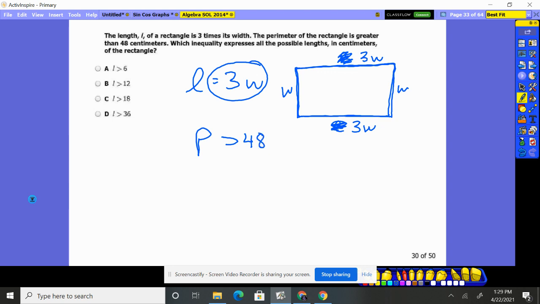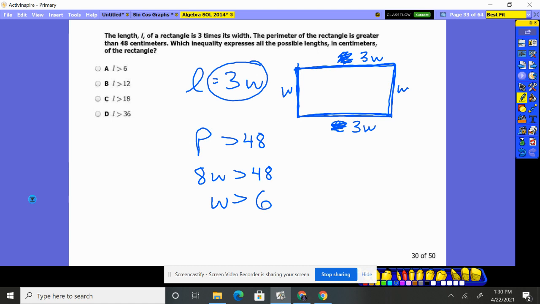Well, what is the distance around it? 3W plus W plus 3W plus W. What is that up to? Let's see. 3W plus W is 4W. 3 more is what? 7, 8W. So that perimeter is 8W. That must be bigger than what? 48, correct? Yeah. The width must be bigger than 6. We know the width must be bigger than 6.